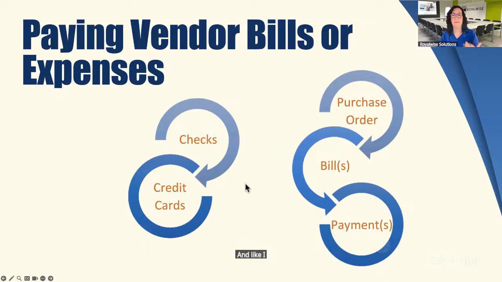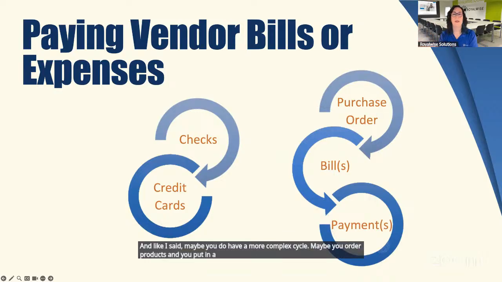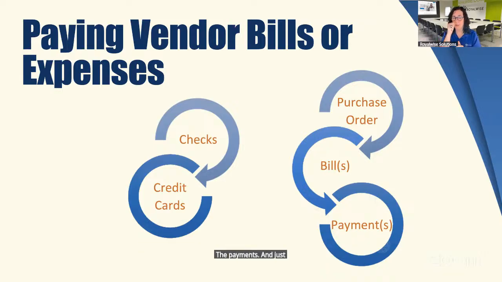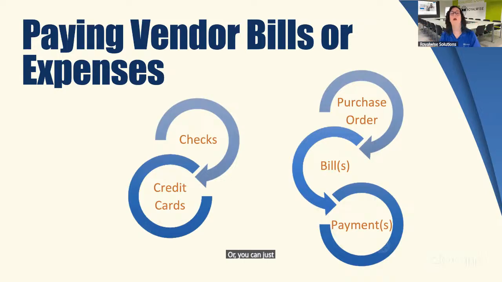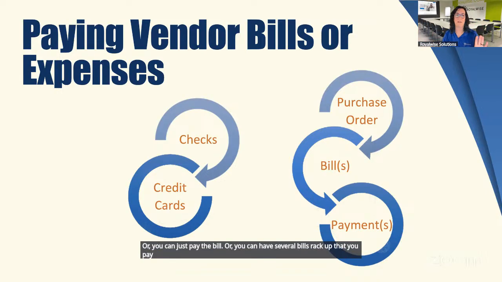And like I said, maybe you do have a more complex cycle. Maybe you order products and you put in a purchase order, and then when the products arrive, you turn it into a bill. And then when it's time to pay the bill, you can make the payments. And just like with invoices, you can have one bill and make several payments to pay down the bill, or you can just pay the bill. Or you can have several bills rack up that you pay all at once. So bills and bill payments are a one-to-many relationship.